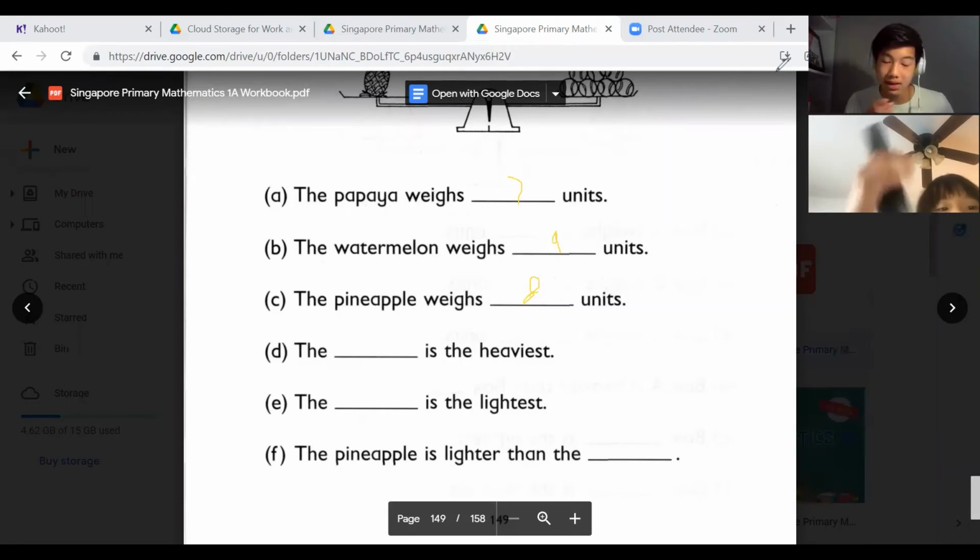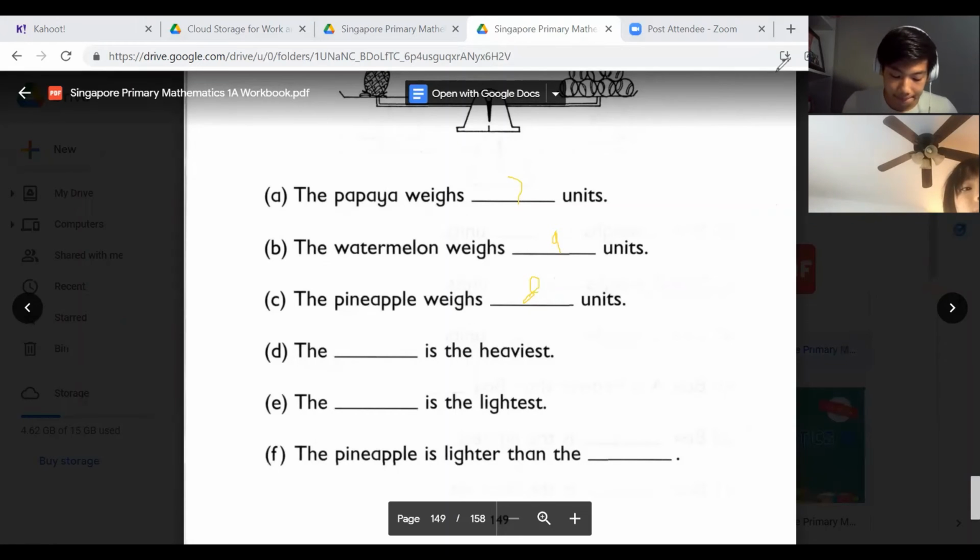Okay, so based on the information, which one is the heaviest? The pine. Oh, I mean the watermelon. The watermelon. The watermelon is heavier than I thought. Yeah, it's actually pretty heavy. If you hold one, yeah, it's pretty heavy. Okay, which one is the lightest?